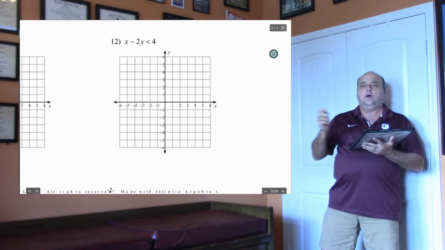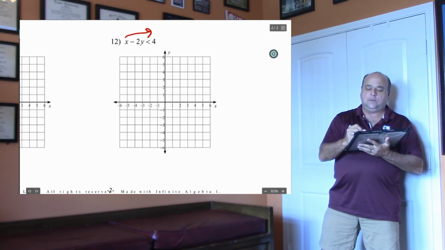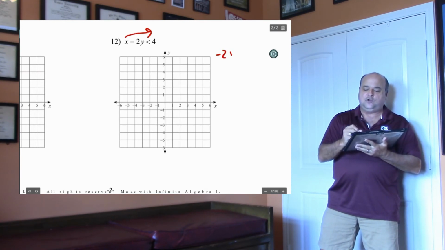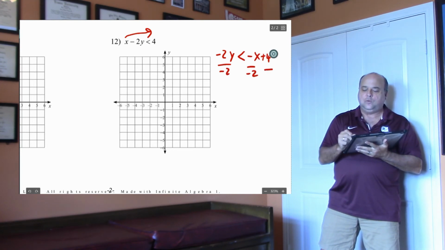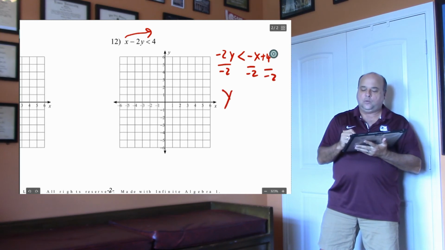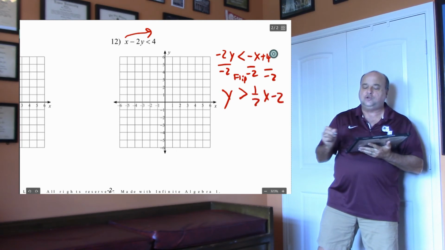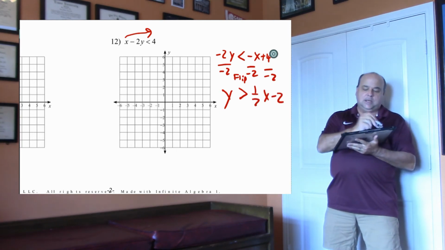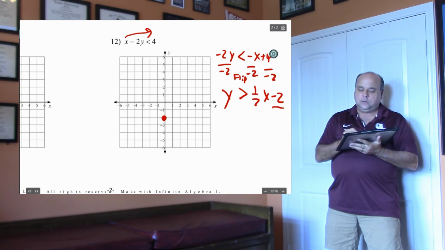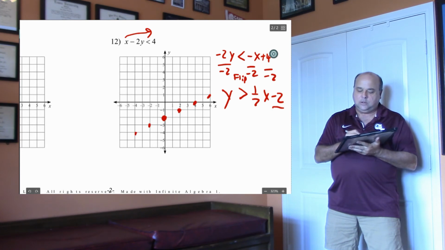So on number 12, I'm going to move the x over, so I'm going to have negative 2y less than negative x plus 4. Then I'm going to divide by negative 2, aren't I? And I'll end up with y greater than, I'm going to flip because my y is negative, 1 over 2x minus 2. So my y-intercept is negative 2, and my slope is up 1, right 2, and I'm going to draw as many of those dots as I can, and go backwards.